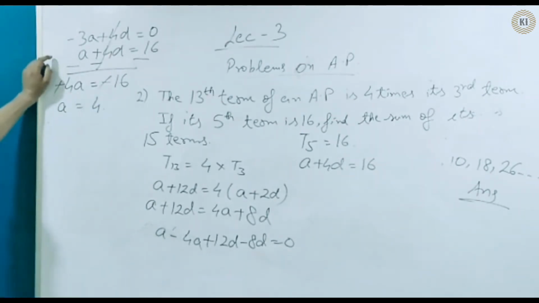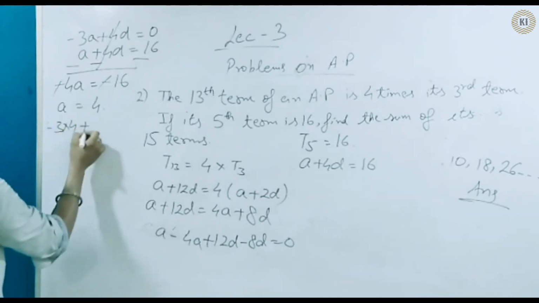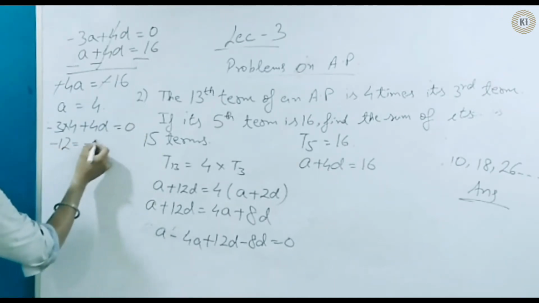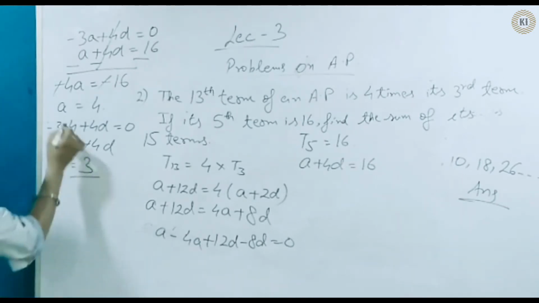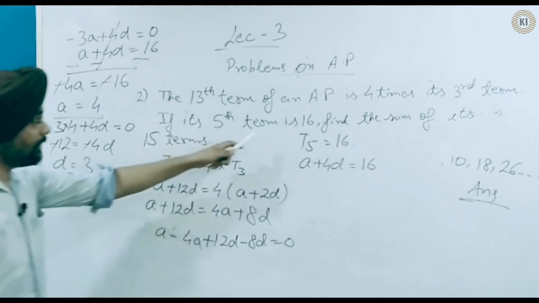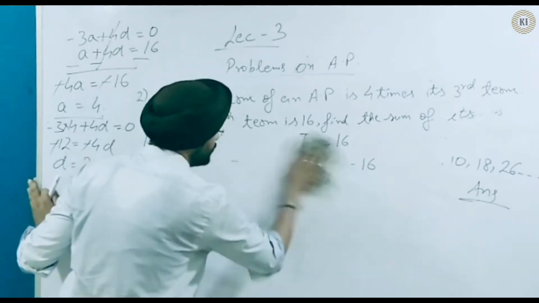Now put the value of a in equation number 1 or equation number 2. We get here minus 3 into 4 plus 4d will be equal to 0. Minus 12 is equal to minus 4d, cancel. Value of d will be 3. Value of a is 4, value of d is 3. Now the question is, find the sum of its 15 terms.